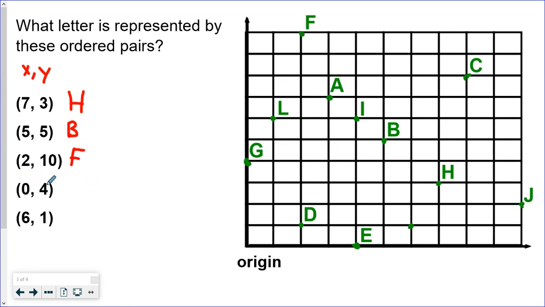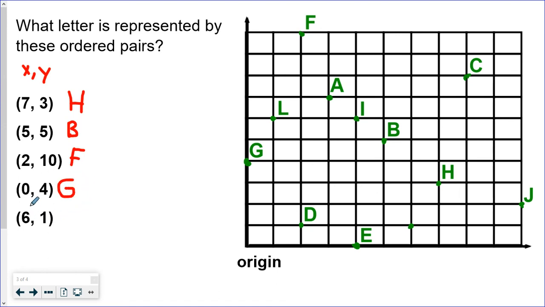I'm going to go 0, 4. Well, whenever there's a 0, that means there's going to be no movement whatsoever. So I'm going to start at the origin. And since X is 0, that means I'm not going to move sideways at all. So I'm going to stay right here. And now the next number is a positive 4, so I'm going to go up 4 from here. 1, 2, 3, 4. This one's going to be the letter G.